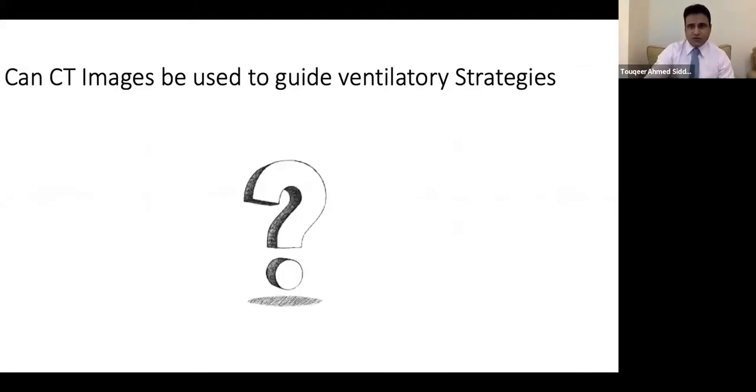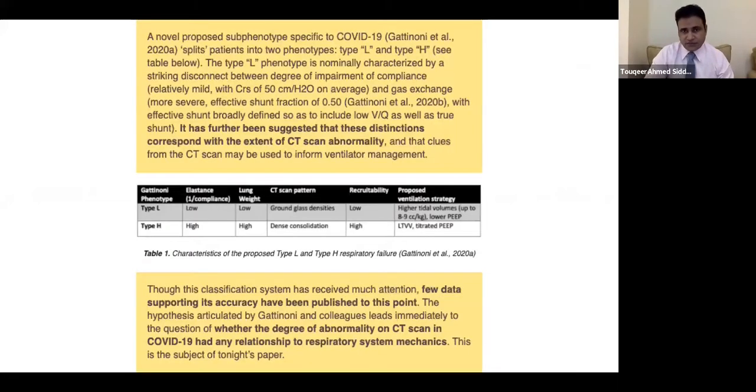Now, can CT images be used to guide ventilatory strategies? The answer is, if you go by Gattinoni's theory of L and H phenotype, the answer is yes. If you've got an L phenotype, there is low elastance, low lung weight, and there are some ground glass densities on HRCT and low recruitability. So you can easily give 8 to 9 cc per kg of tidal volume. It wouldn't cause any problem, wouldn't damage, and you can give lower PEEP.